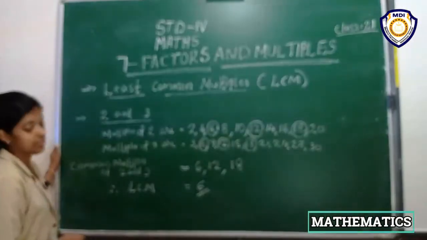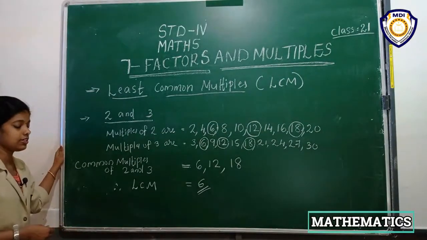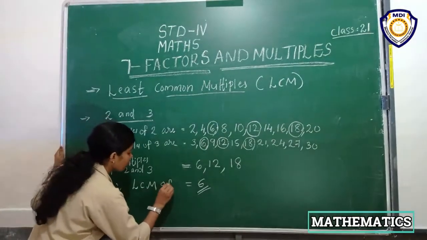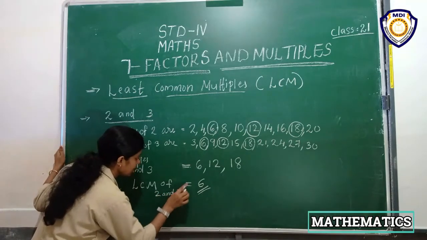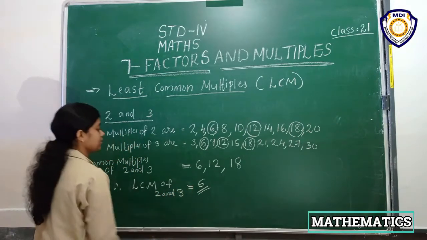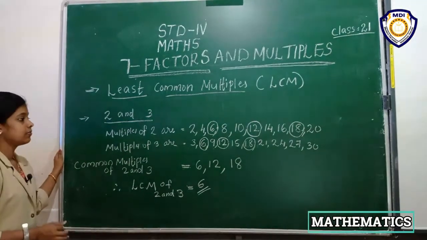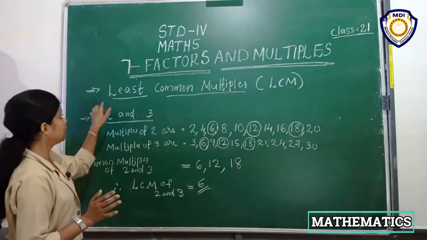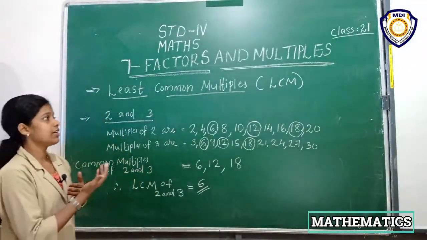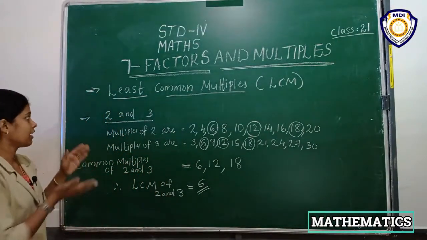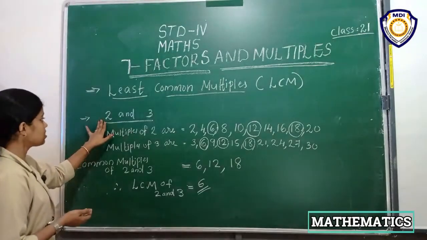The LCM of 2 and 3 is 6. Okay. I will explain one more time. How do we find out the least common multiple? Okay, listen here. The question is 2 and 3.